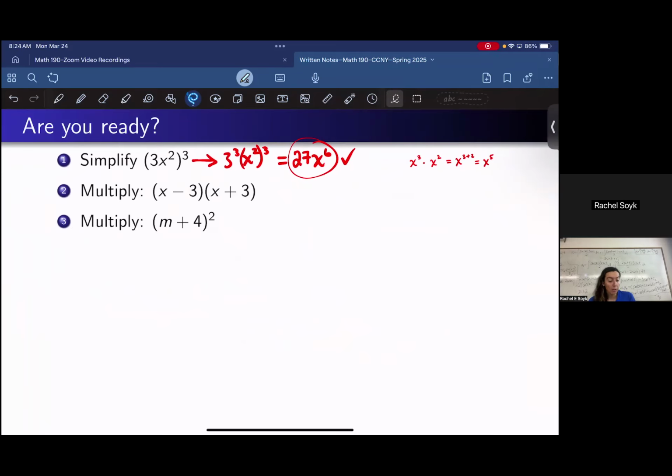Our second warm-up problem, we are asked to multiply these two binomials. So again, this is sort of our practice of either utilizing FOIL or what we'll learn today and practice, our difference of squares. And so we'll first do it using FOIL so you can really understand what I'm talking about here. We have our x squared plus 3x. Then we have a minus 3x. So what do we notice about those middle terms? And then a minus 9.